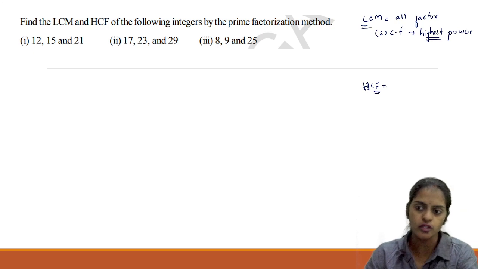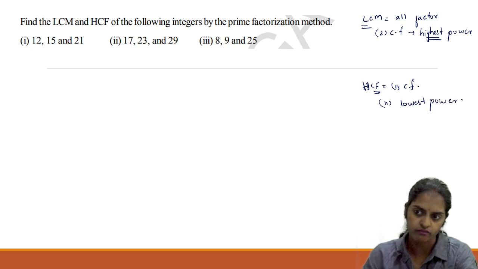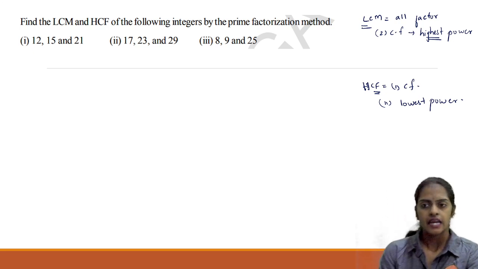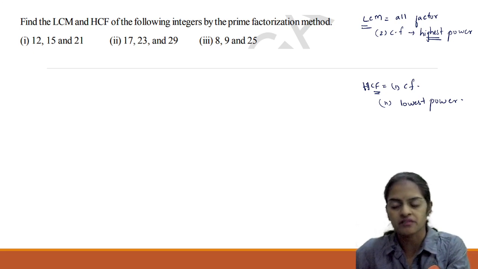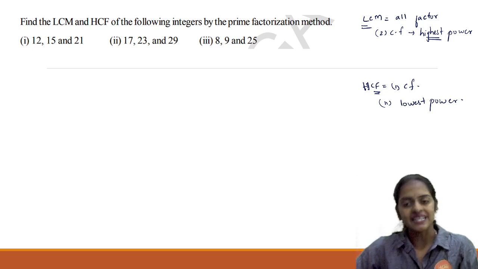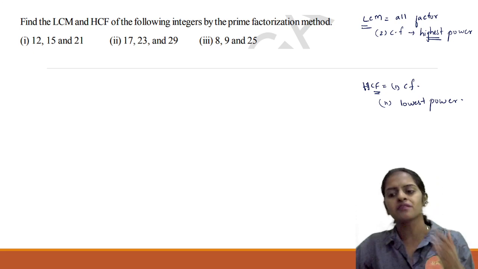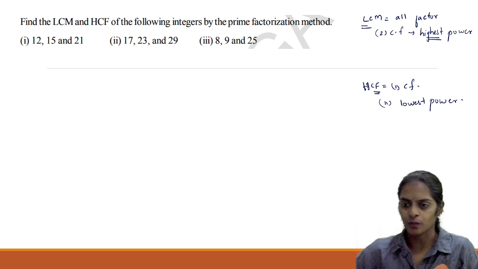What about HCF? For HCF, you will choose only the common factors. The first point is that I take only the common factor. The second point is that I choose the lowest power of the common factor. Understand the difference here? Only two points you have to understand. For LCM, we consider all the factors, and if there is any common factor, we choose the highest power. For HCF, we choose only the common factor. The word itself says common factor, so you will choose only the common factor. Second point, you will choose the lowest power of the common factor.